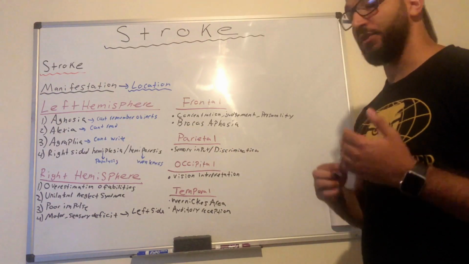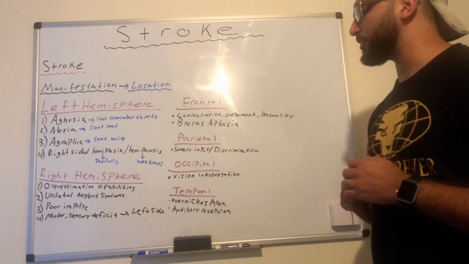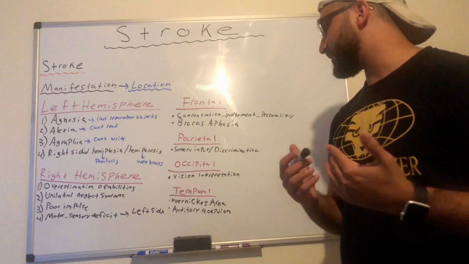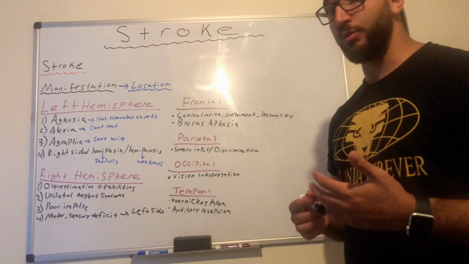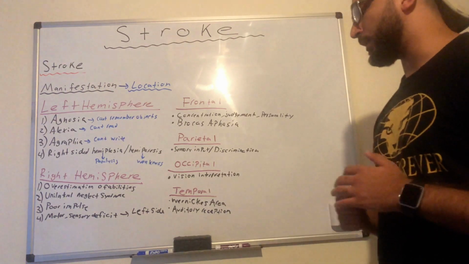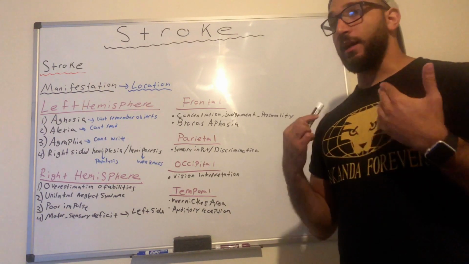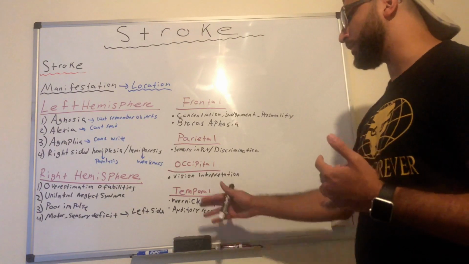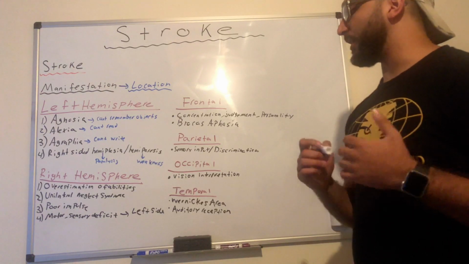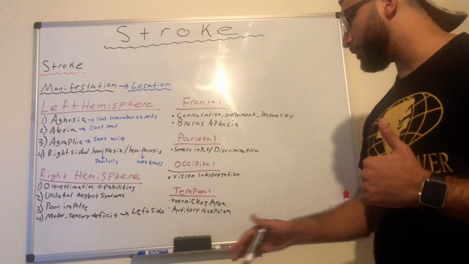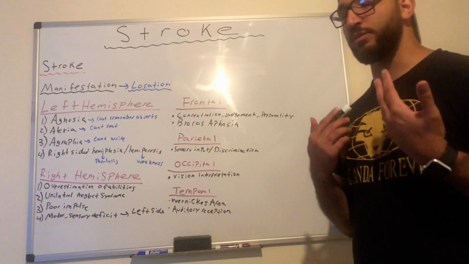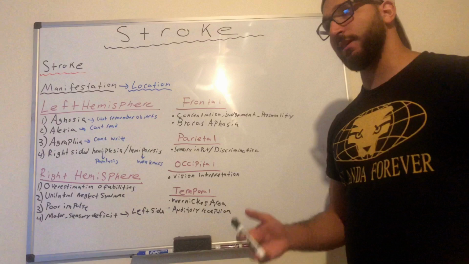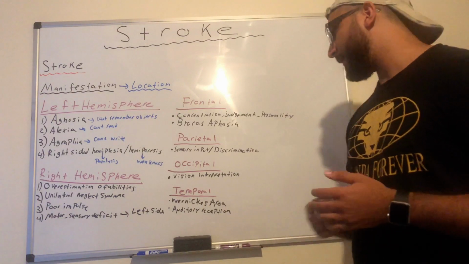Parietal: if there is a stroke in the parietal lobe, sensory input and sensory discrimination are going to be affected the most. If there's a stroke in the occipital lobe, there's going to be an issue with vision interpretation. Their visual acuity is going to decrease significantly. If there is a stroke in the temporal lobe, Wernicke's area is going to be affected. So whatever they're saying, they're going to be saying it in long sentences, and it's just not going to make sense whatsoever.